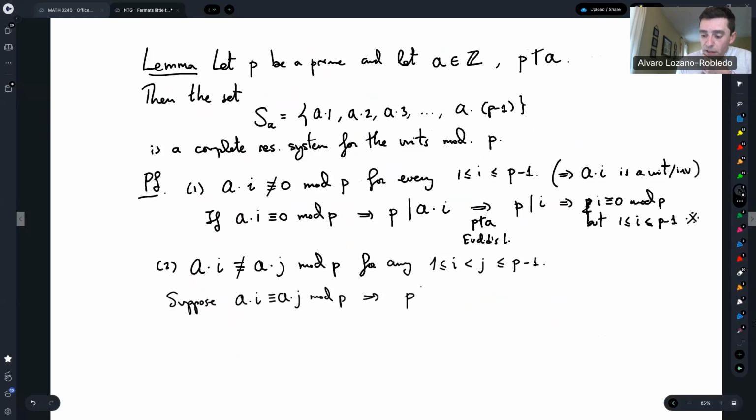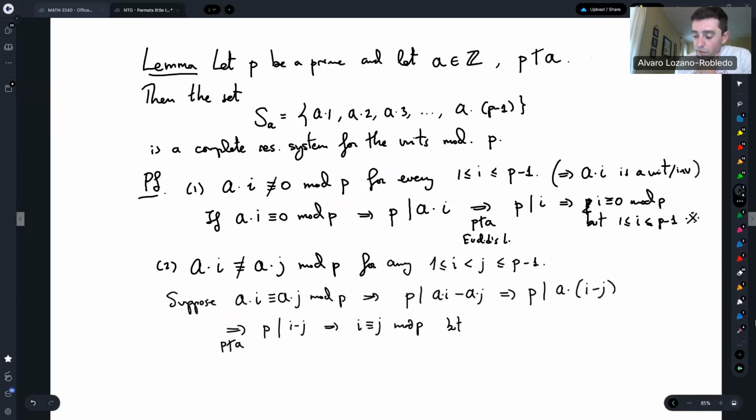Then again, what that means is that p divides ai minus aj, which means that p divides a times (I minus j). But again, p does not divide a, and again, by Euclid's lemma, p has to divide the other factor, which means that p divides I minus j, which means that I and j are congruent modulo p. But if I and j are in the range up to p minus 1, they are all different numbers modulo p, so they have to be different. This implies that I is not j modulo p. So we've arrived at a contradiction, and this proves the lemma.